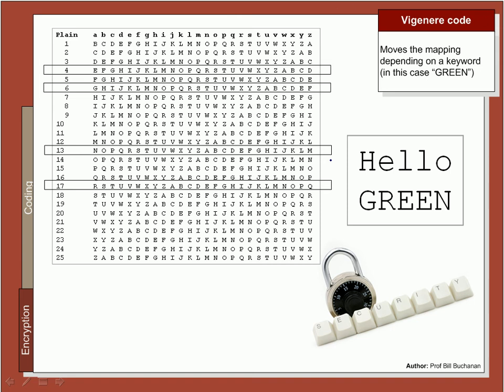An improved method is one that has a moving mapping. In this case, we define a secret key code, in this case green, so then the mapping will move around from G to R to E, E again, and then to N. So the mapping will go, in the first case, from A to this line here. So an A would be mapped as a G, and so on.